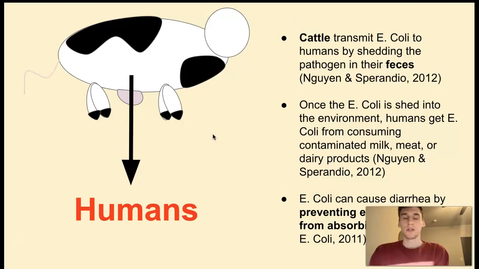Okay, and it also does a bunch of other things all over the body, but like I said, I'm just focused on human epithelial cells in the intestine. And that is the E. coli's interaction with our intestinal cells.